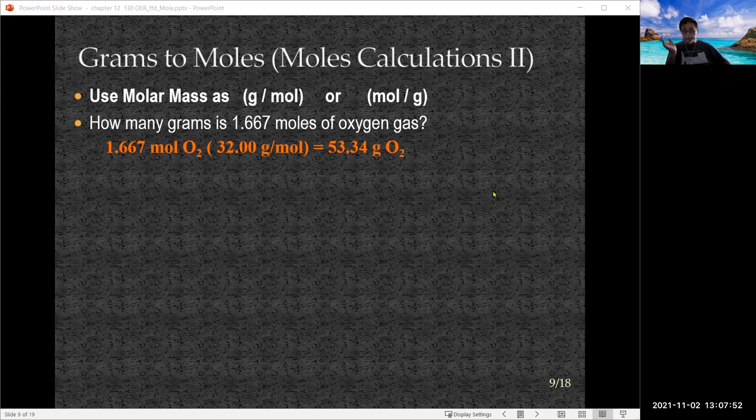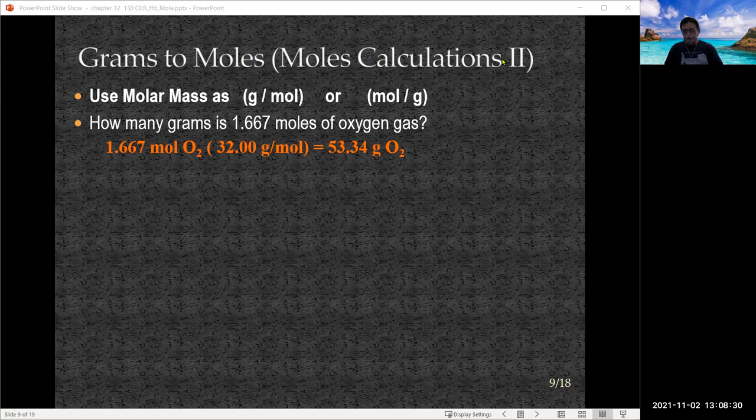Sig figs started way back in the early chapters, and it has gone through the whole semester, and it will continue. We always keep track of the sig figs. Atomic weights, molar mass, they're not a factor. Exact numbers are not a factor. What we're given is 1.667 moles. Well, that is a measurement. It came from grams. Somebody out there measured 53.34 grams of oxygen, and that represents 1.667 moles. So that is 4 sig figs. Our answer should have 4 sig figs.